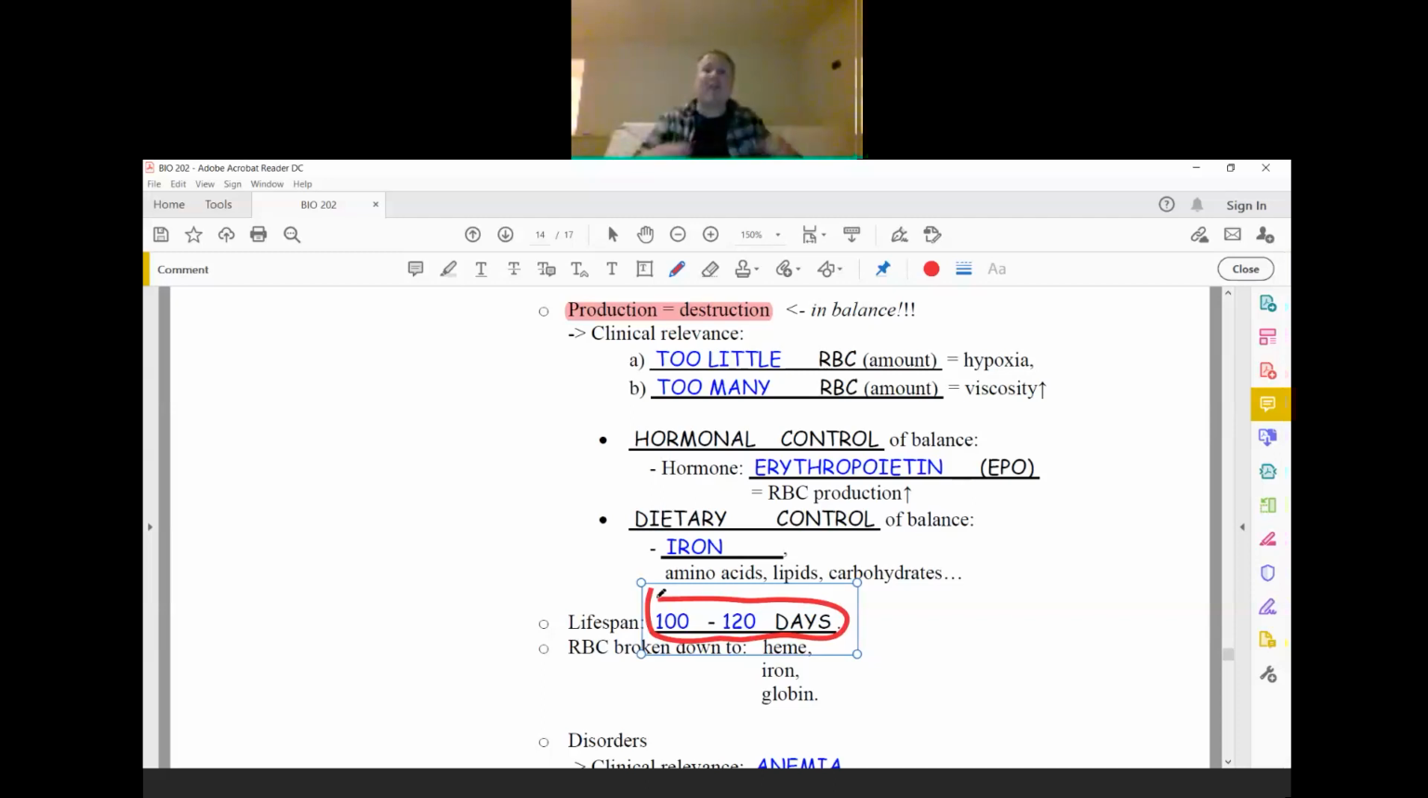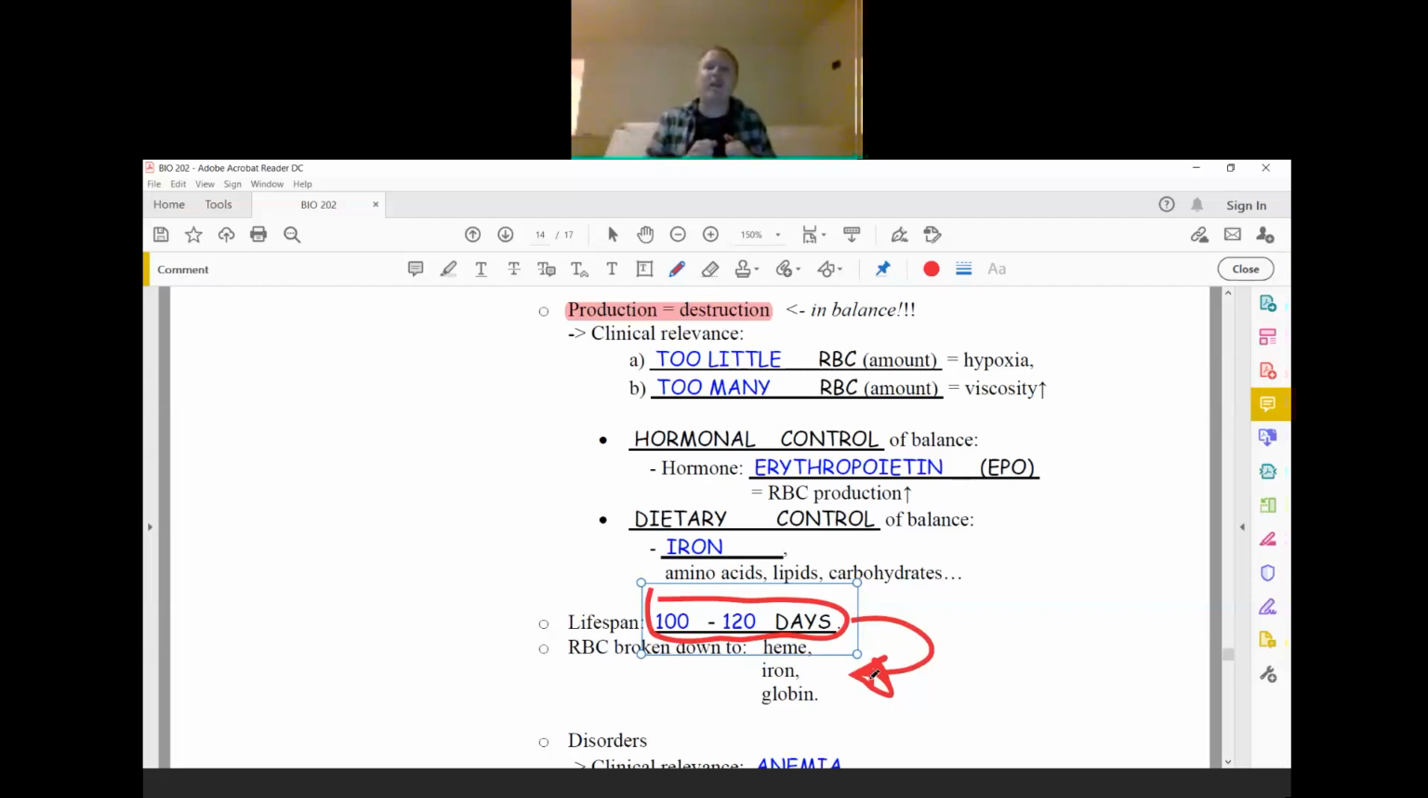Once the red blood cell is no longer good, once it needs to be removed, it goes to then be broken into different parts. It gets broken into all the elements that make up the red blood cell. So we collect the iron back, we collect the heme group, and we collect the globin back as well. And we can use these again, recycle to make more red blood cells.